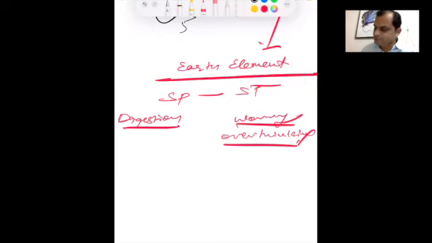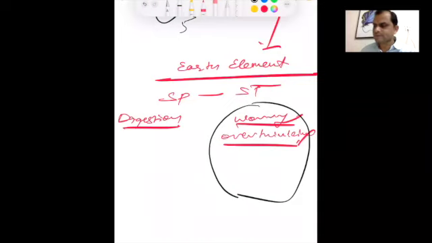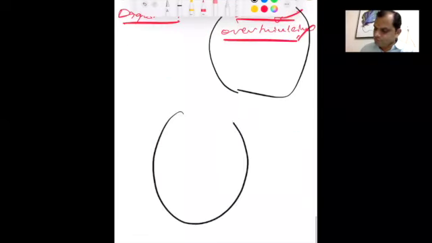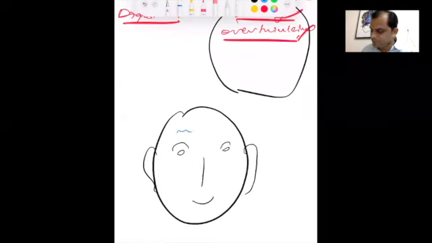So if some person is always in worry and overthinking, then what will happen? He may also develop some problems. So we know if some person is worrying all the time, he is developing worry lines. This is called worry lines.